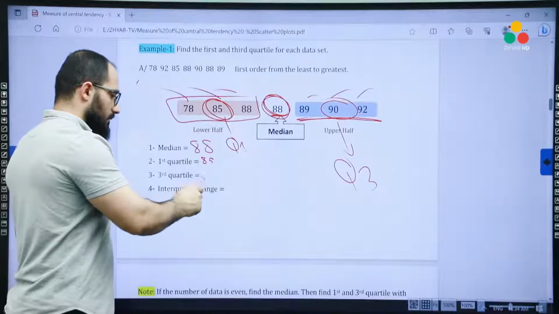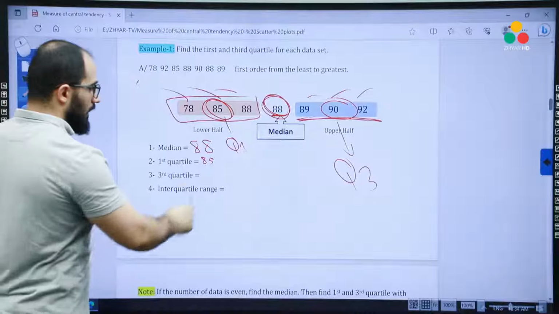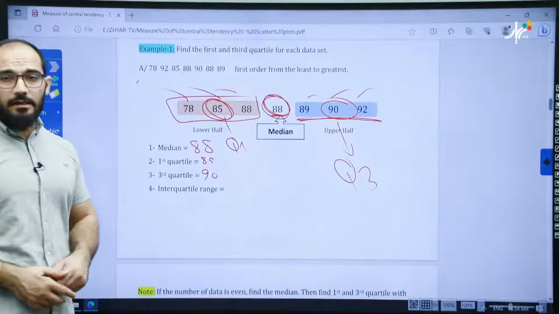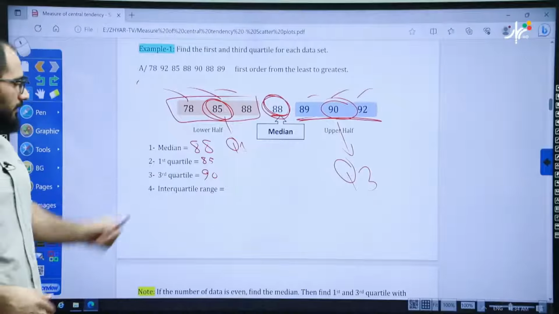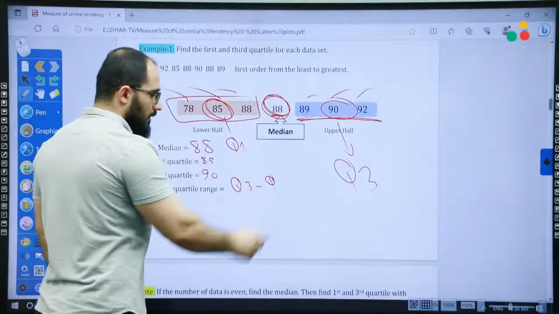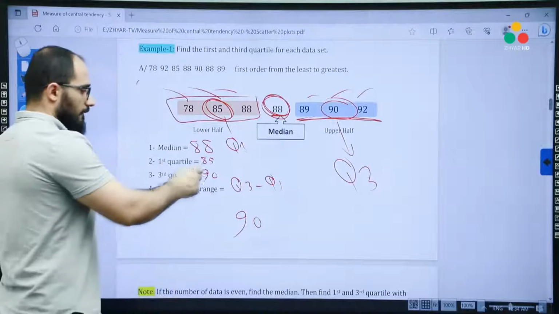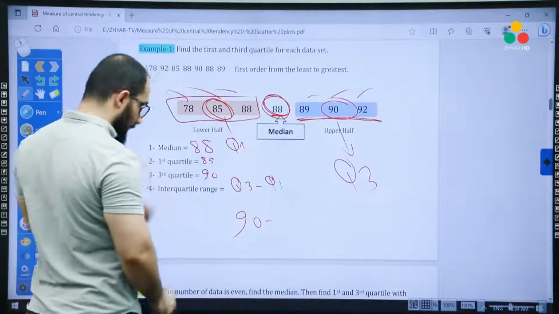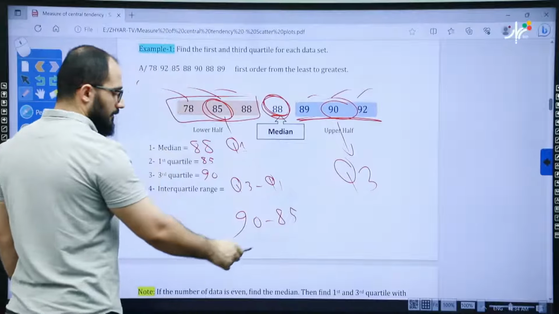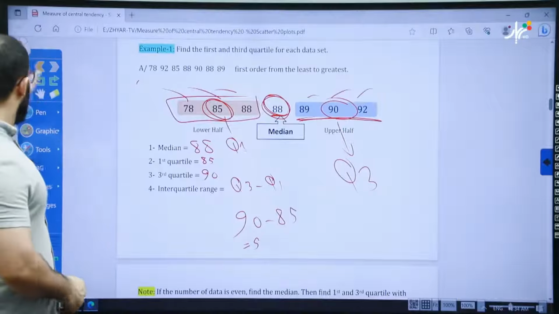So Q3 is 90. Then the interquartile range. Interquartile range means Q3 minus Q1. Q3 was 90 minus the first one, which is 85. So 90 minus 85 is 5. So the interquartile range is 5.